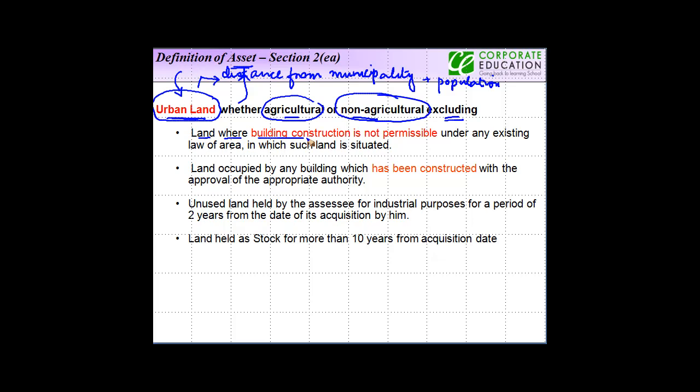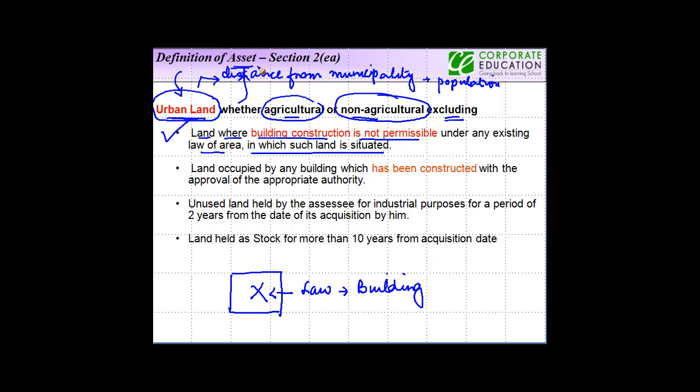Land where building construction is not permissible under any existing law of the area in which such land is situated. Now what does this mean? If there is a particular piece of land, and the law governing construction of buildings in that area provides that no building can be constructed on this land, then it will not qualify as an asset for wealth tax purposes, even though it might be an urban land.